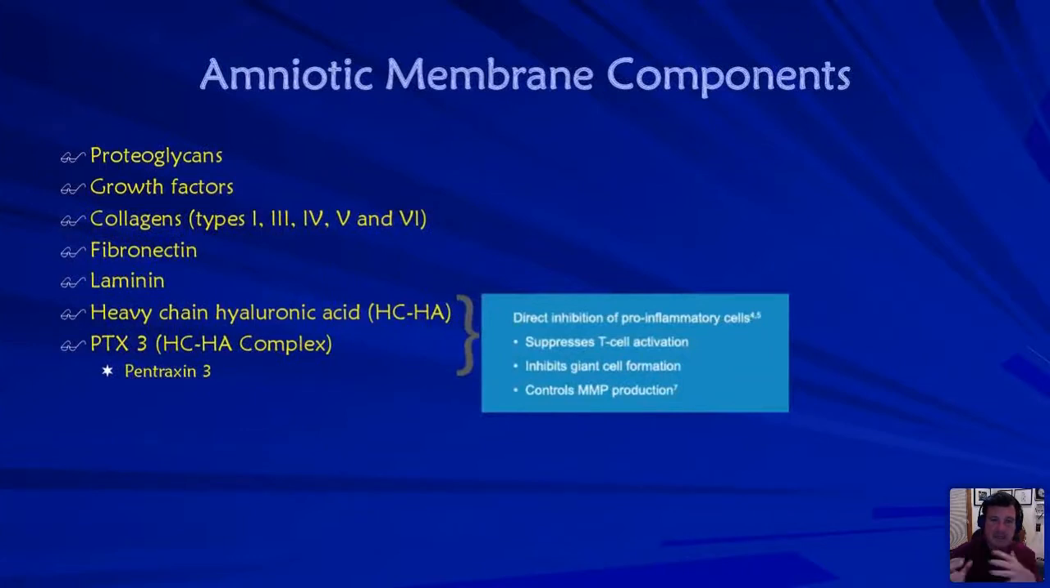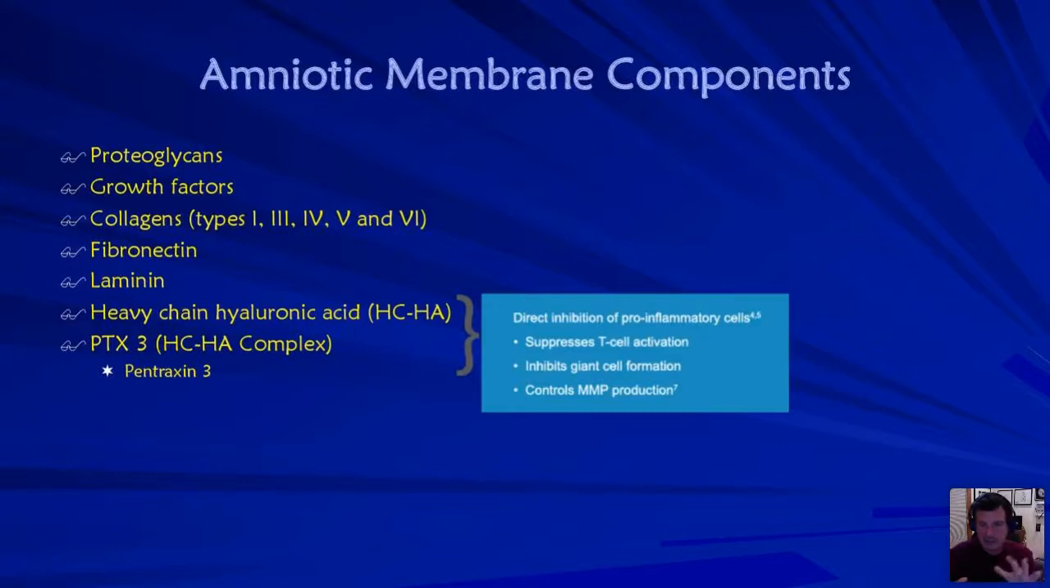So here, coming down to the components, right? The amniotic membranes have proteoglycans and growth factors, but this heavy chain hyaluronic acid and pentraxin 3 suppress T cells, inhibit giant cell formation, and also control MMP9. And this gets lost in the dehydration process. And there's plenty of literature out there.